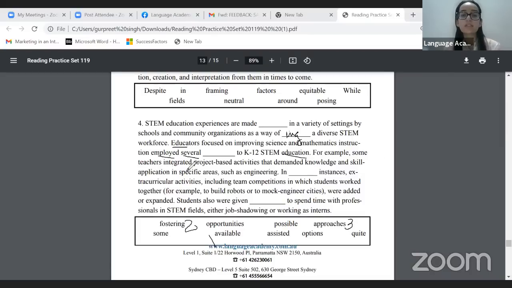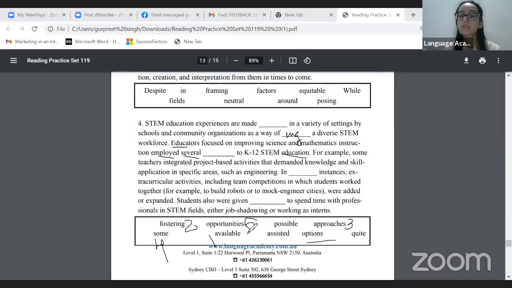For example, some teachers integrated project-based activities that demanded knowledge and skill application in specific areas such as engineering. In dash instances, plural is what we need. So we can say in some instances, it can be in some cases. And then students were also given dash to spend time with professionals in STEM fields. So what can we give to students? Options or opportunities. Whenever there is something positive, it's better to go with opportunities over options. Students were given opportunities because it's going to benefit them. It's nothing negative in it. So we'll go with opportunities, not options. Option is more like choice, whether they want to or they don't want to. So that's why it should be opportunities.